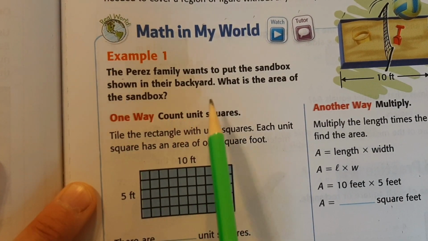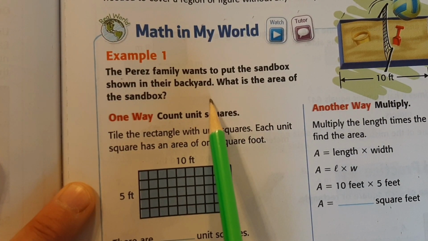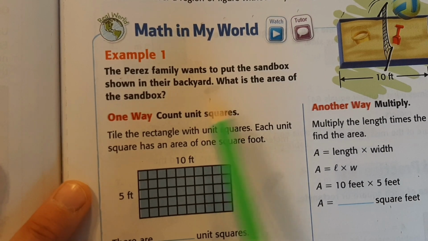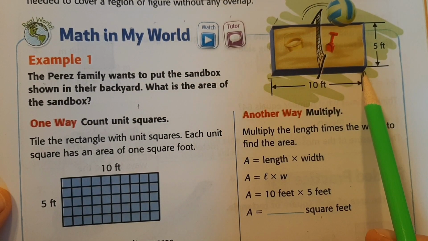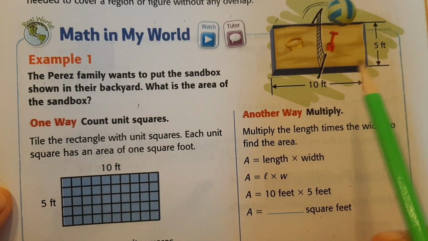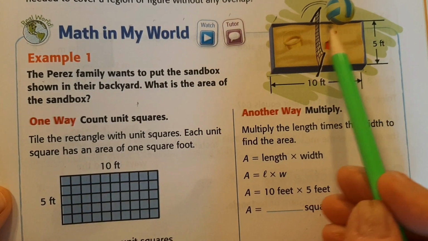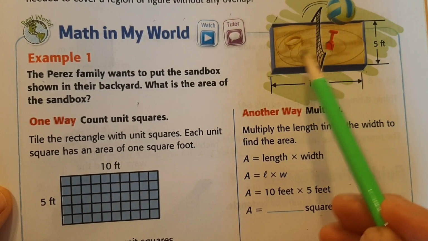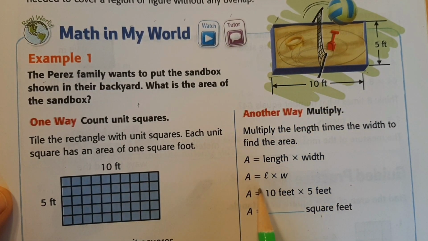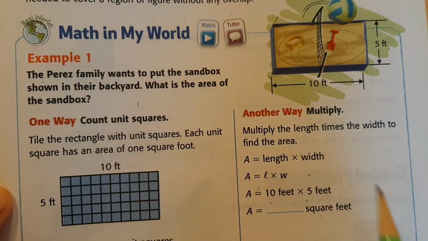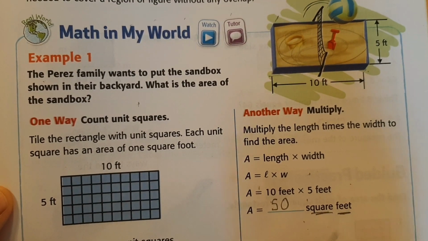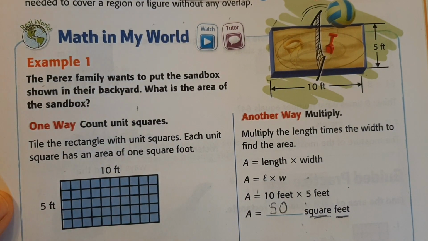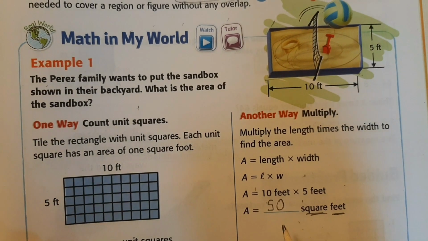So let's take a look at this. The Perez family wants to put a sandbox in their backyard. What is the area of the sandbox? We'll take a look. The sandbox is going to be 10 this way and 5 this way. So how do we find the area? Remember, the area is the amount in all. And you know what that is. It's length times width. So you do 10 feet by 5 feet, which equals what? 50 square feet.